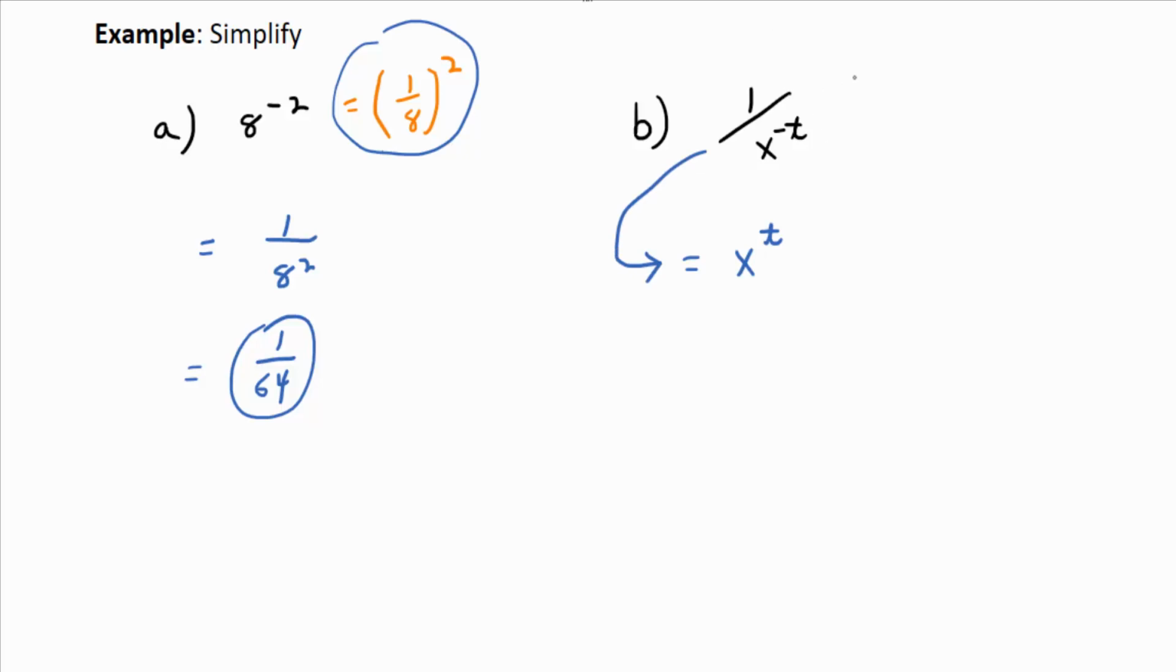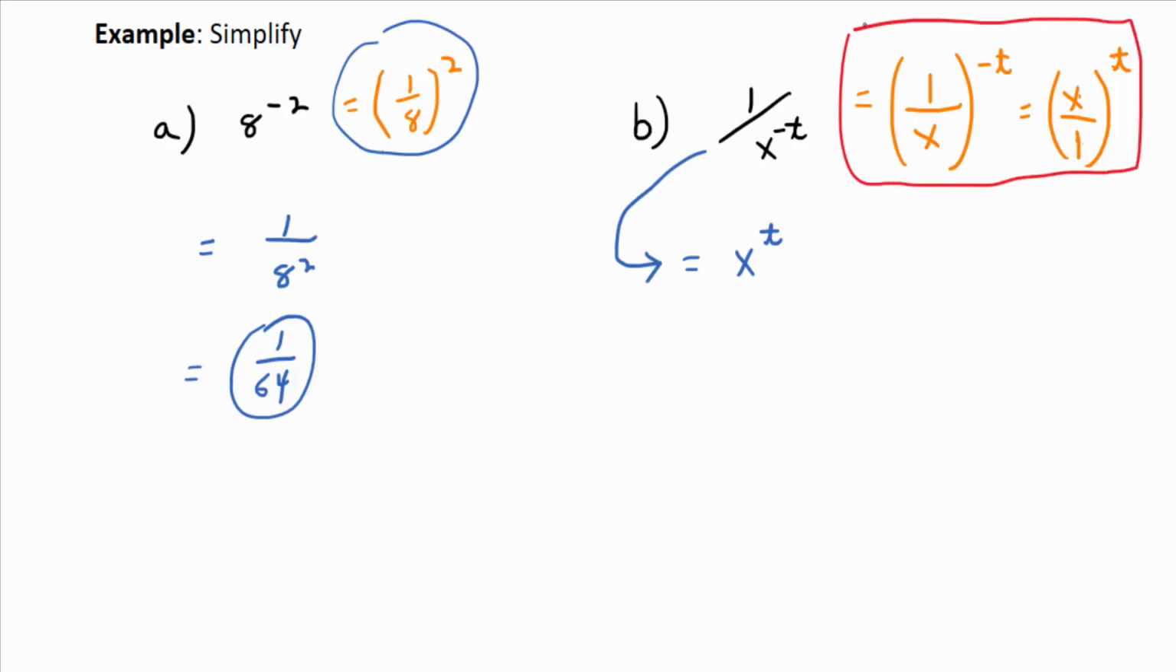It works because 1 over x to the negative t is really 1 over x, the whole thing to the negative t. The negative means take reciprocals, and once you take the reciprocal, the negative goes away. And then you get x over 1 to the t, but that's the same as x to the t over 1 to the t, which is just x to the t. So the part in orange is just showing you why it works, why it's consistent with the definition that says the negative in the exponent means you take reciprocals and then lose the negative. But again, that part in orange you don't need.